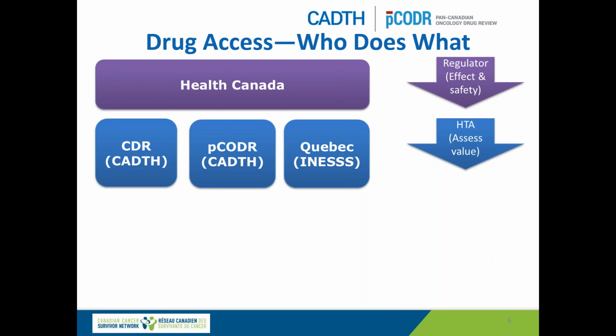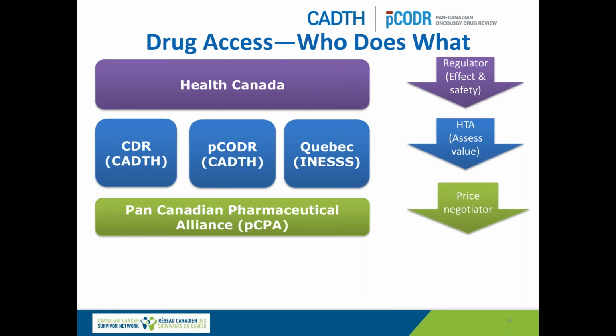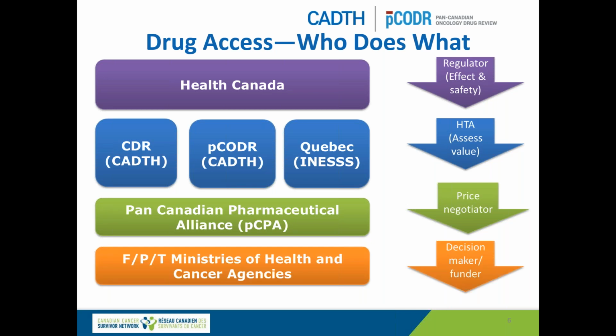In Canada, there are 3 primary bodies that look at drugs. Within CADTH, there are 2 programs. There's pCODR, which looks specifically at oncology drugs. Then there's the Common Drug Review that looks at the non-oncology drugs. Quebec has their own process through INESSS, and that's how they review drugs in Quebec. Next, once a recommendation is made, it goes to the pan-Canadian Pharmaceutical Alliance for price negotiation, and then finally it will go to the Ministries of Health and the cancer agencies, who will make the ultimate decision as to whether or not the drug will be funded in a particular jurisdiction.